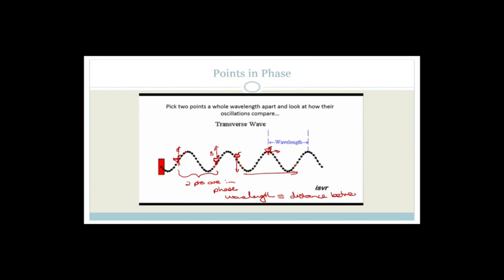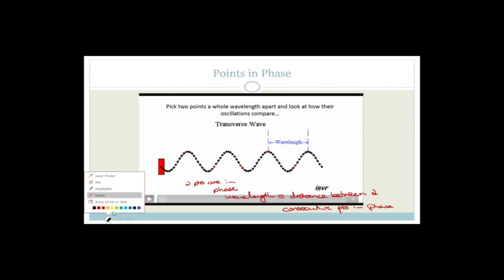between two consecutive points in phase. What do I mean by two consecutive points in phase? Okay, let me just erase the ducks. Let's pretend that I never drew the ducks. Let's say I've got points on this wave. I'm going to mark off points on this wave, and I'm numbering them in red as well.